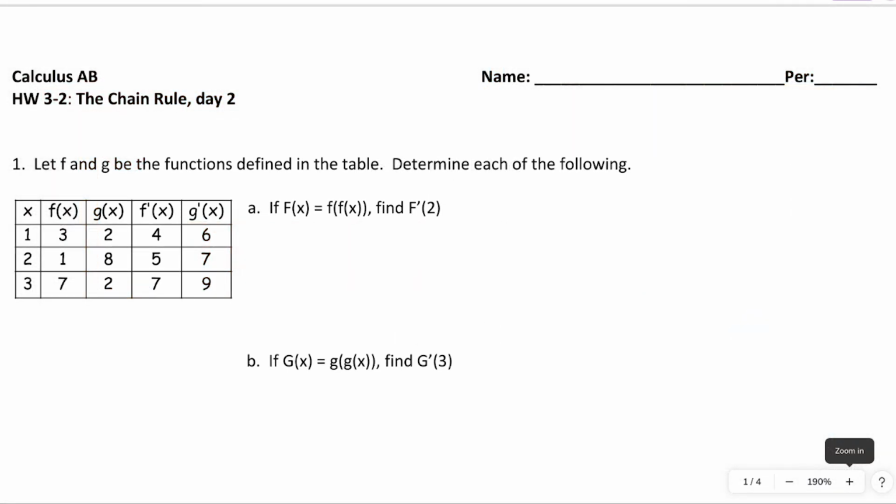Hey all, welcome back. We're still working with the chain rule, and on tonight's homework we're going to focus on some of the more complicated ones, kind of like we had at the very end of homework 3-1.